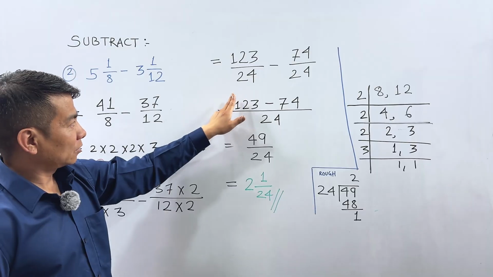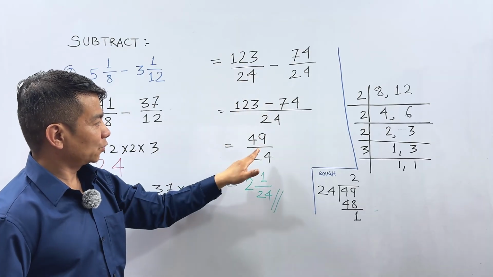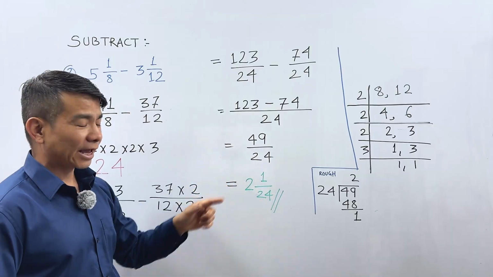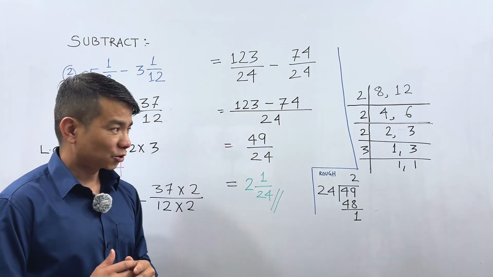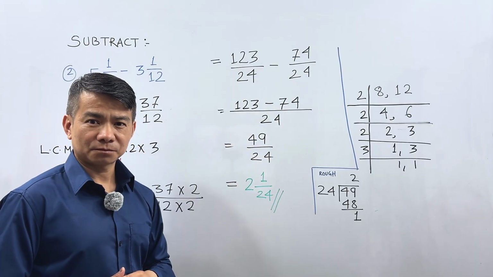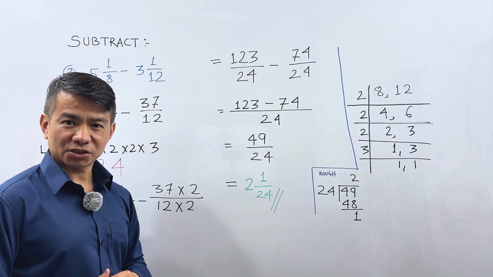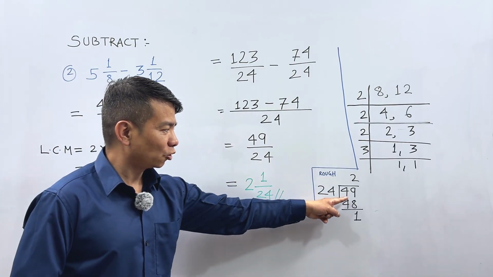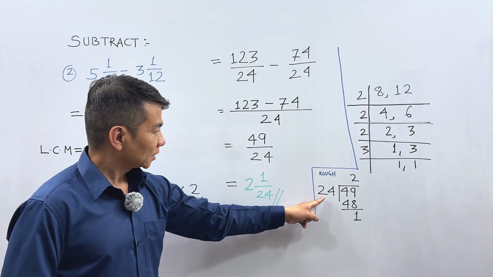Then after subtracting the numerators, we got 49 by 24, and these two numbers cannot be divided by any other number. These are in the lowest form, but this is an improper fraction, so I converted this to a mixed fraction by dividing the numerator by the denominator.